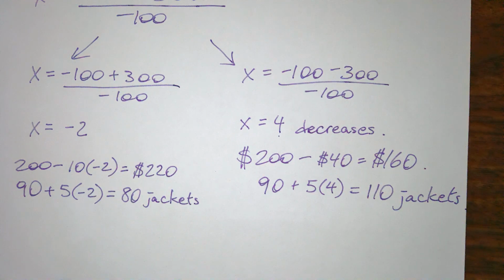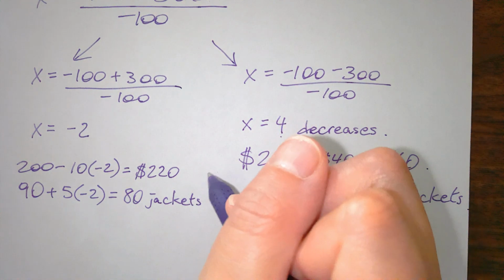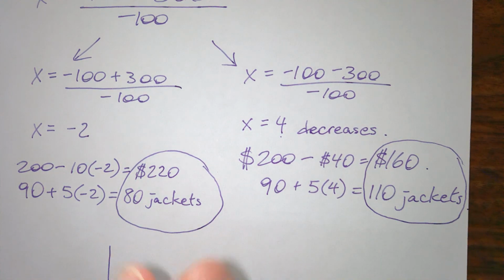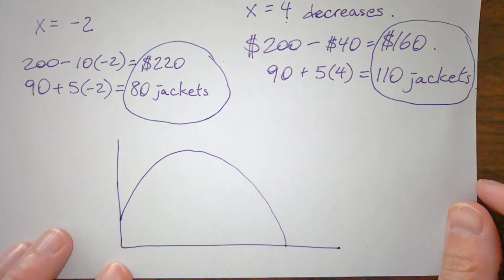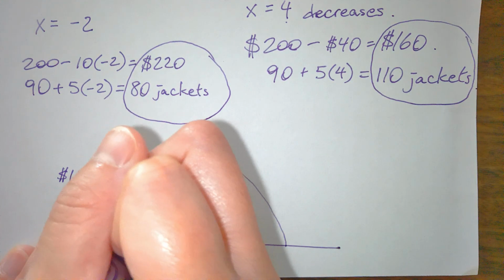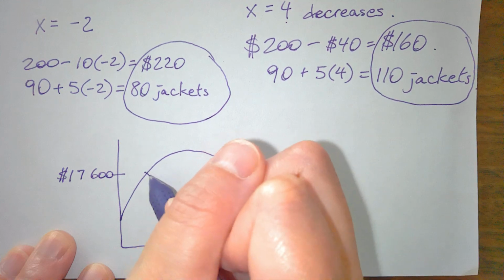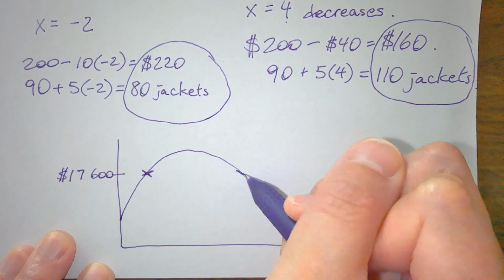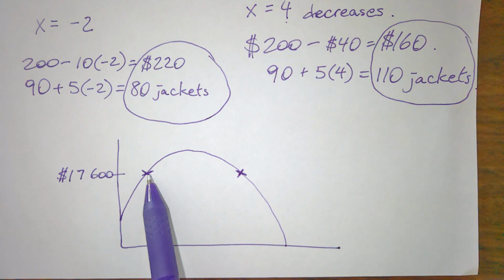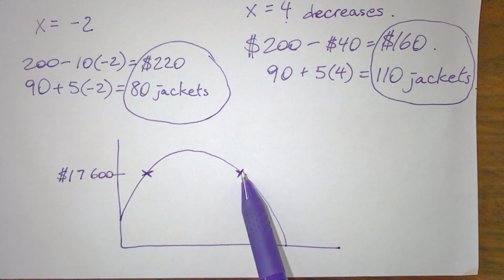So do I reject any of these answers? No, I actually take both of them. And why is that? Because if I were to graph this, this is my parabola right here. This is the 17,600 that I want. There are two spots on my parabola that give me the 17,600. One is with that decrease in price and one is with that increase in price. So that's why there's two answers.